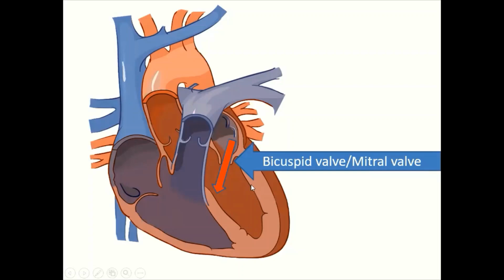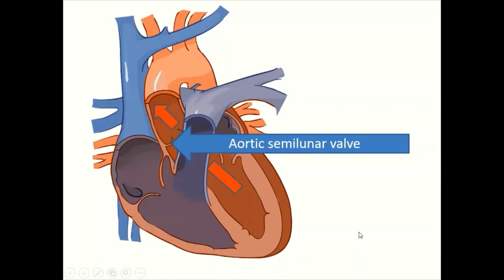Because when the left ventricle pumps, the blood goes to all parts of the body, and the blood is carried by this biggest artery called the aorta. When the left ventricle pumps the blood, this bicuspid valve is closed so that the blood will not flow back to the left atrium. Another valve is this aortic semilunar valve. The flow of the blood is from the left ventricle to all parts of the body via the aorta. So the aortic valve prevents the backflow of the blood to the left ventricle.